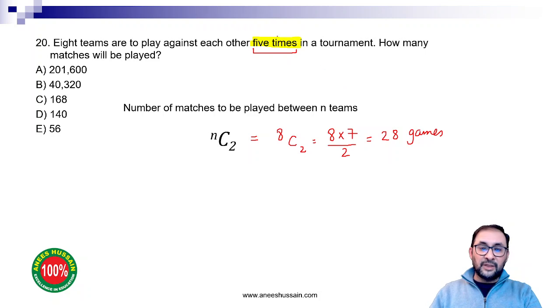All that you need to do now is multiply this by 5. So just do 28 times 5, and that will give you 140. So the total number of games played would be 140, option D. I hope this is clear to all of you.